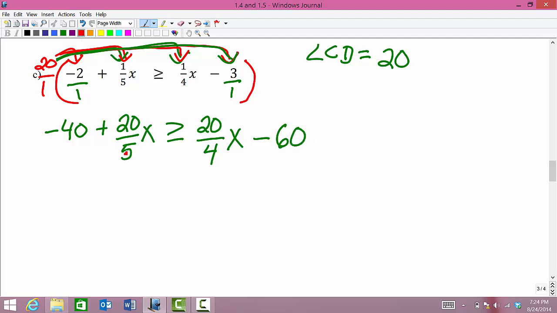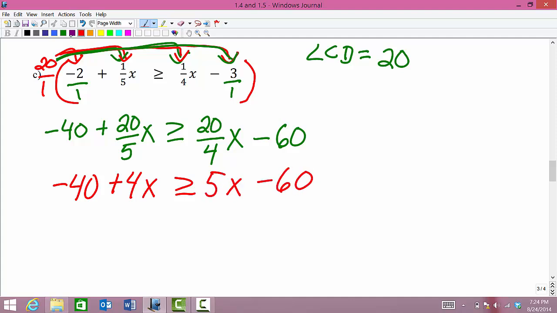Now the whole point is that our denominators should divide evenly into our numerators. So let's reduce those fractions. 5 goes into 20 4 times. 4 goes into 20 5 times. And now we have no fractions in our problem. Much, much easier to solve.